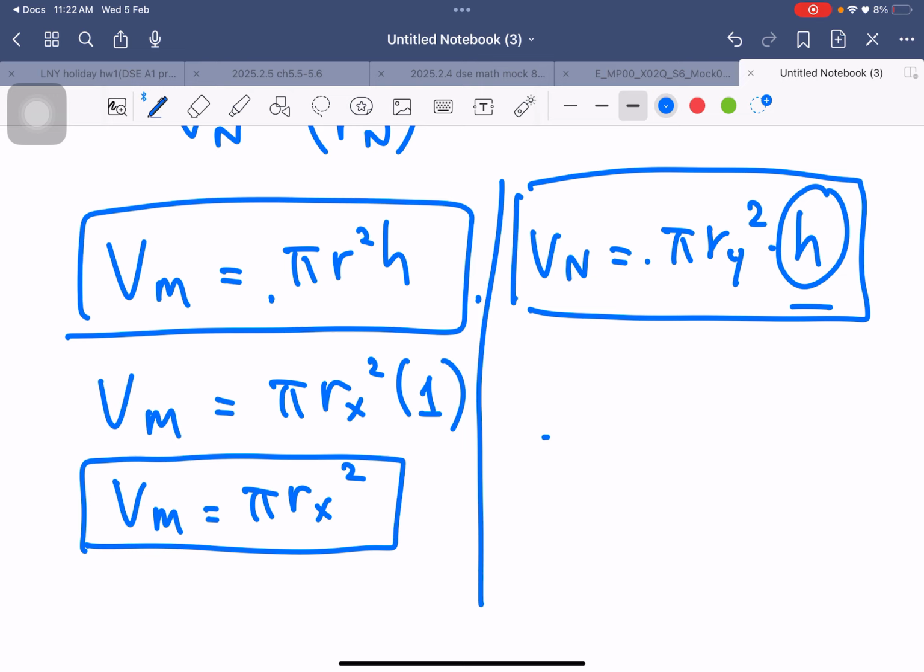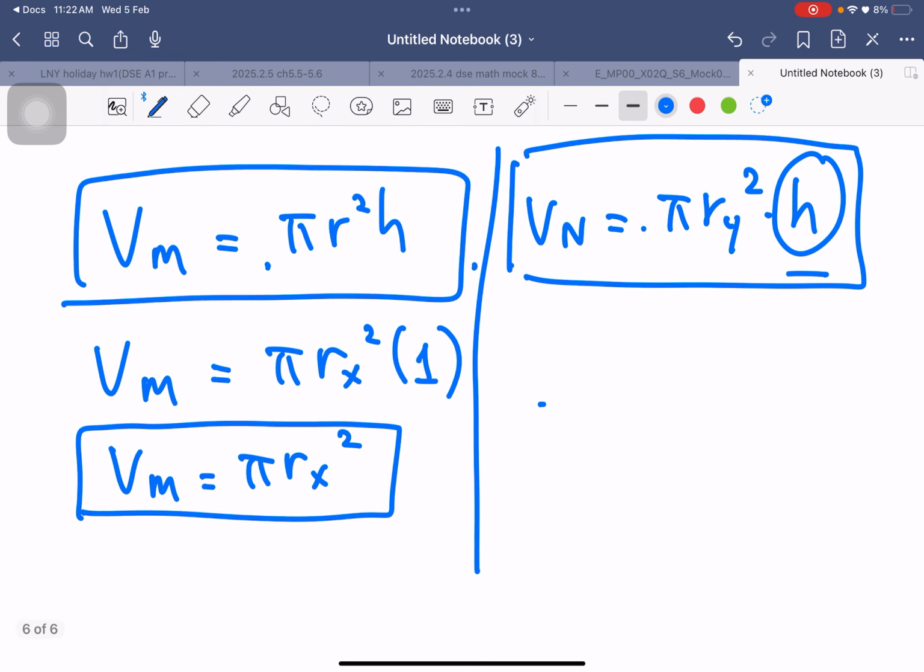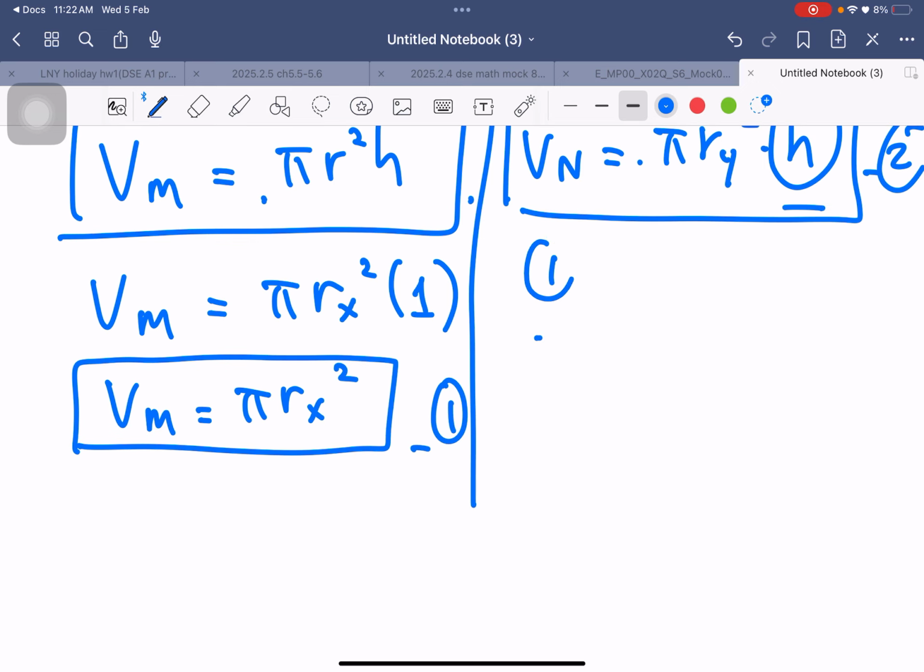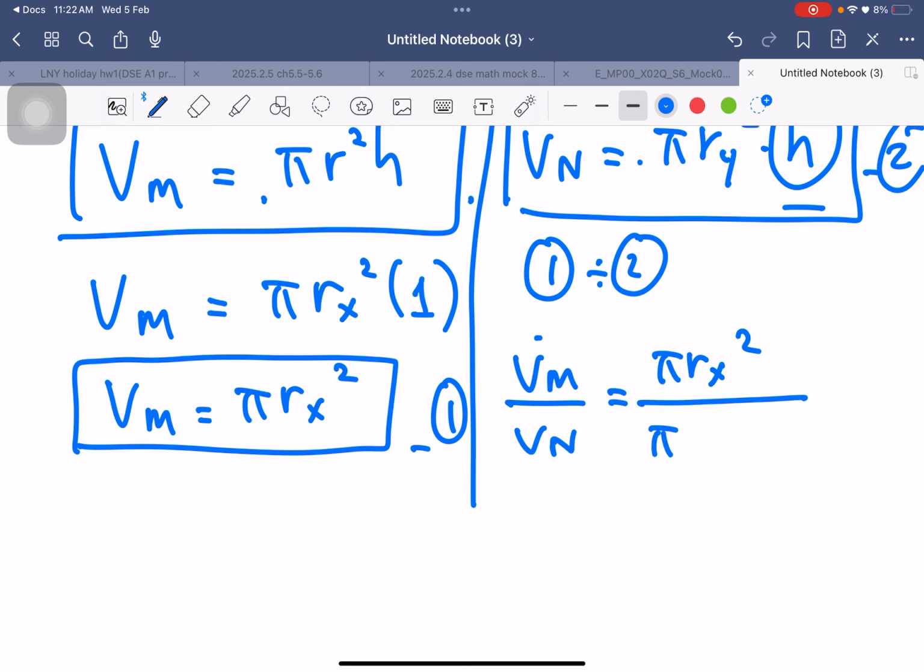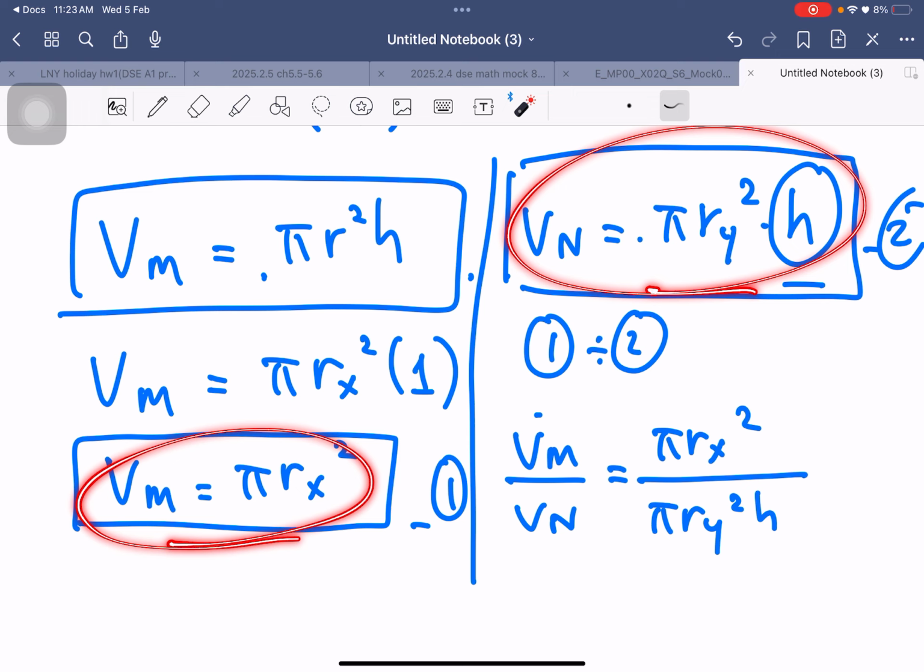So if you divide these two equations together, this is the first equation, this is the second equation. If I do 1 divided by 2, then what are we going to have? On the left hand side, we have Vm divided by Vn is equal to pi rx squared divided by pi ry squared h. Is this okay? I'm just using this equation divided by this equation. Okay?